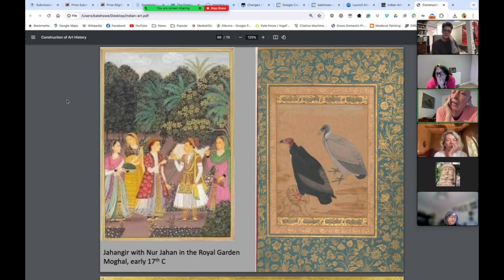And they did great encyclopedias and chronicled all the creatures of the world. So you often get some of the artists specializing in bird painting or flower painting.